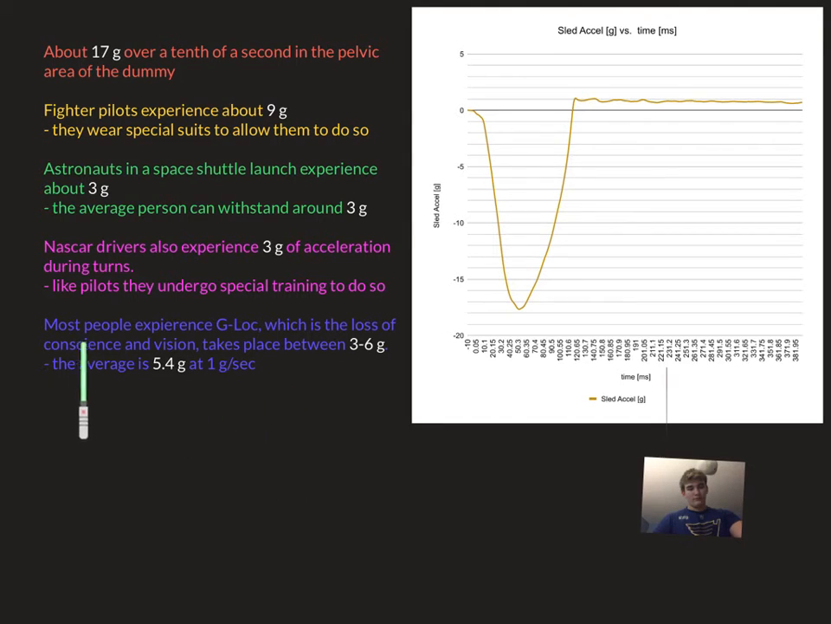Now, most people would experience G-lock with a loss of consciousness and vision, and this takes place between 3 to 6 Gs. Now, the average is about 5.4 Gs at 1 G per second, but obviously there's a greater range, and not everyone's the same. And what G-lock really is, it messes up your blood flow. So instead of your blood correctly flowing due to your heart's pumping to your brain and your eyes, it doesn't, and it gets caught up in your lower extremities.